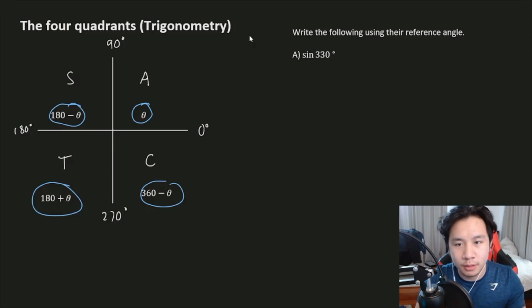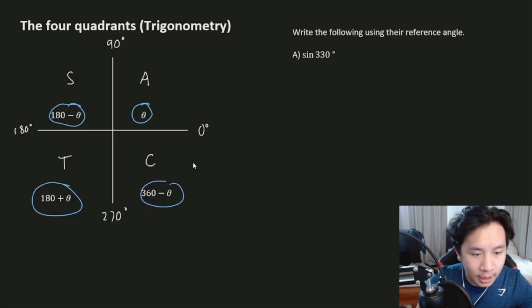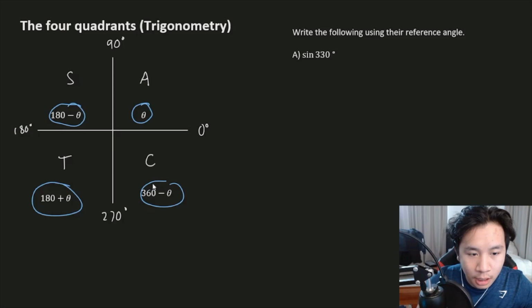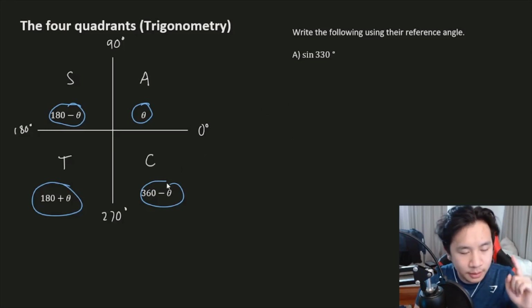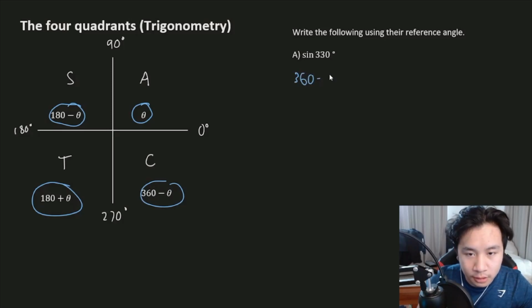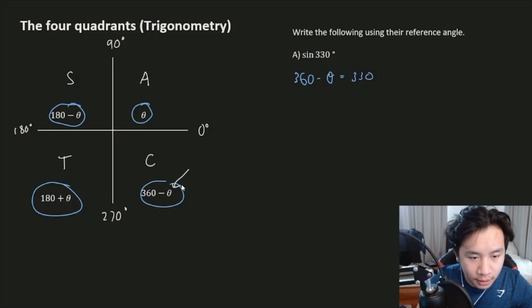So here we have a question to write the following using the reference angle. We have sine 330. Now, you need to figure out which quadrant 330 lies in. I think it's going to be in the fourth quadrant, because it's in between 270 and 360. So I'll be using this. Now the next step is to find the reference angle. And we're going to be using whatever's highlighted in blue here. So I'm just going to write this down. 360 minus theta equals 330. And so what I'm doing here is finding the reference angle, which is this theta right here, which I want to find.